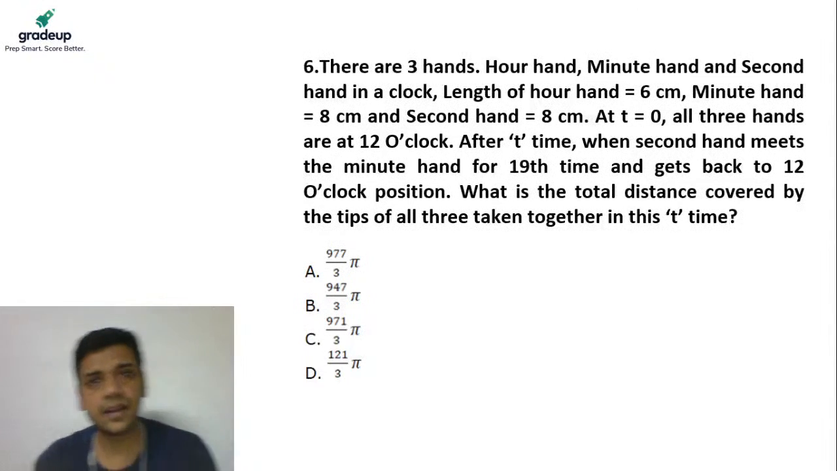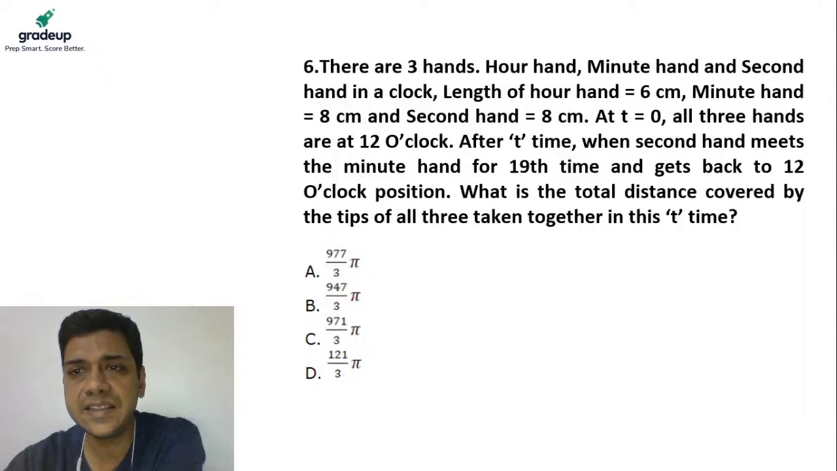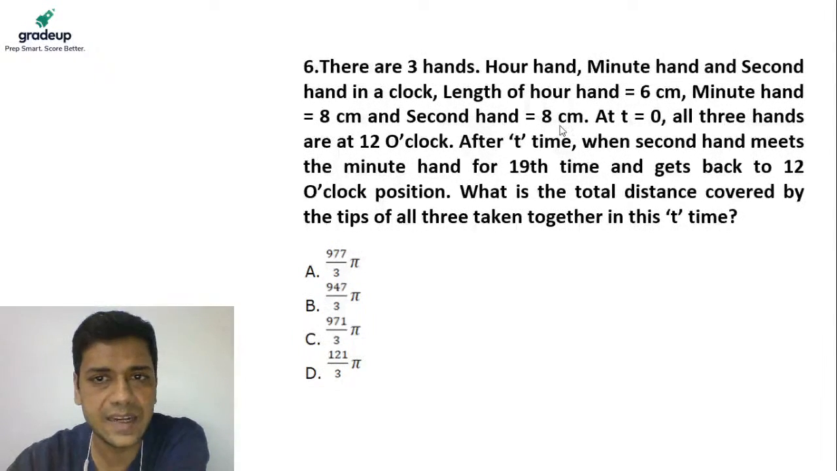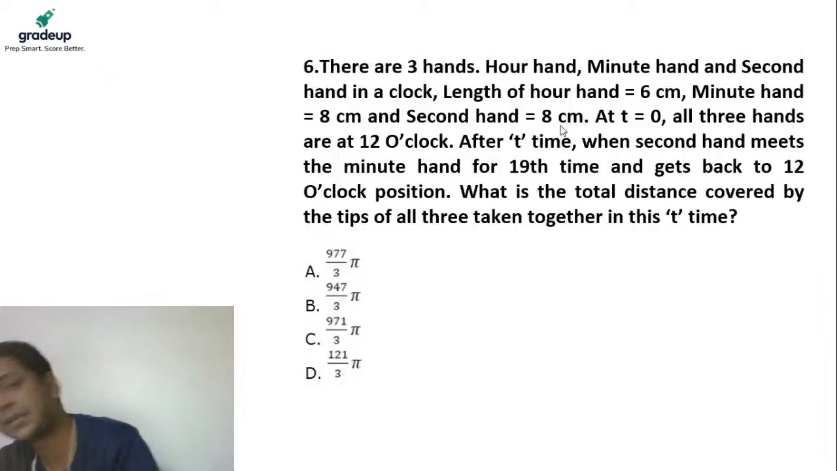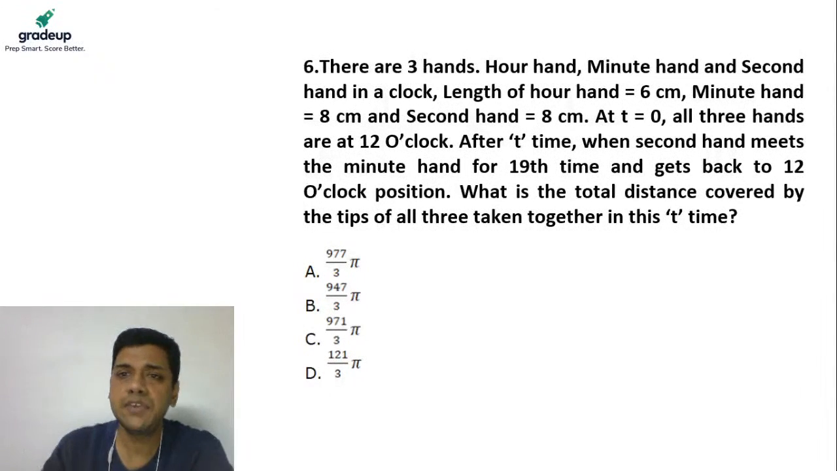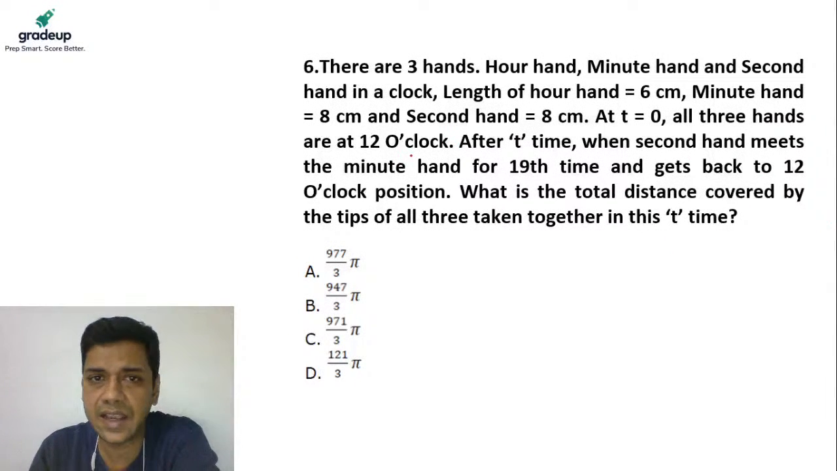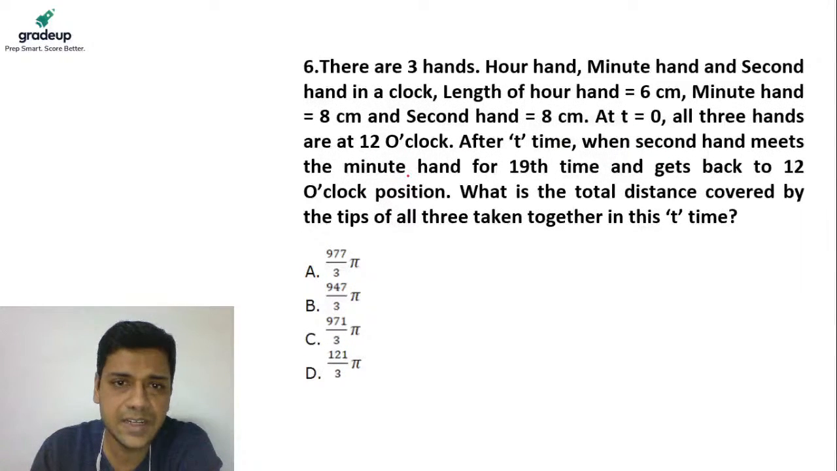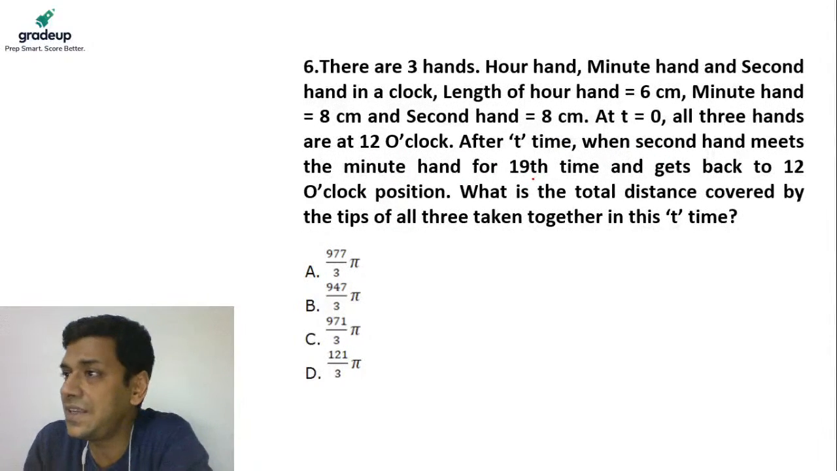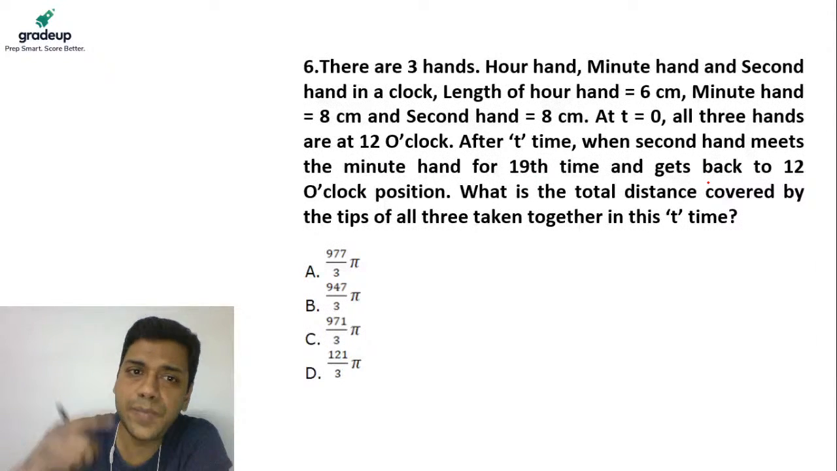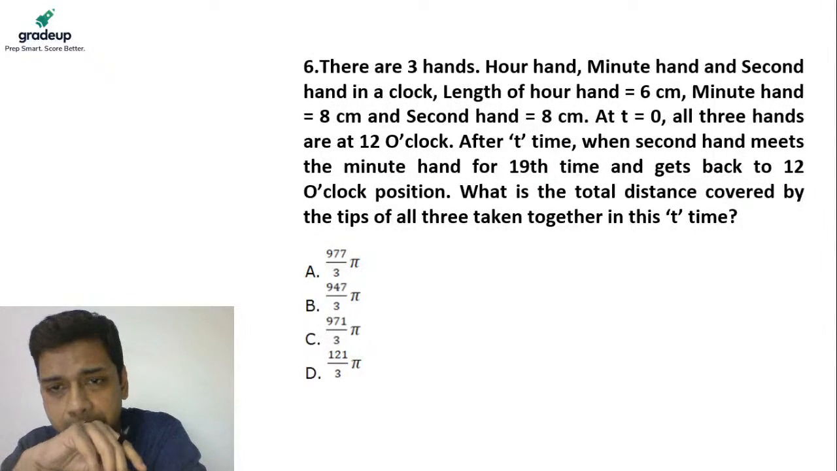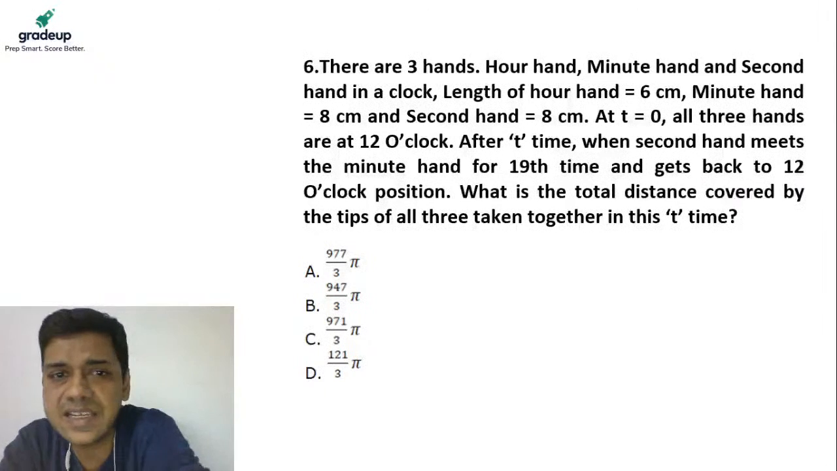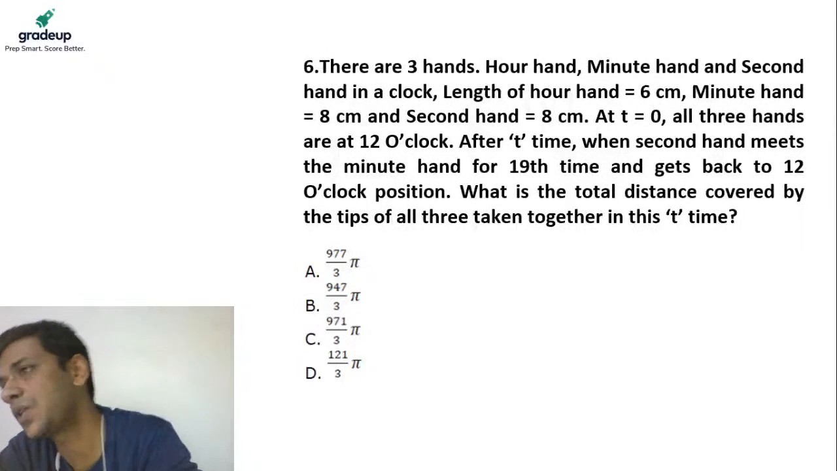There are three hands: hours hand, minutes hand, and second hand of a clock. Length of the hours hand is 6 centimeter, minutes hand is 8 centimeter, second hand is 8 centimeter. At t equal to 0, all the three hands are at 12 o'clock. After t minutes, second hand meets the minutes hand for the 19th time and goes back to the 12 o'clock position. What's the total distance traveled by the tip of three hands taken together?